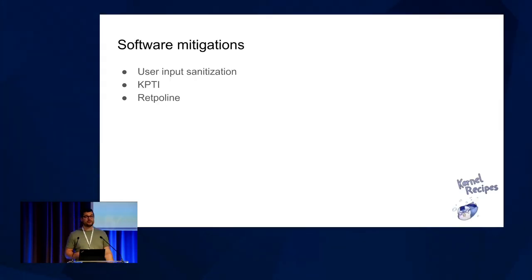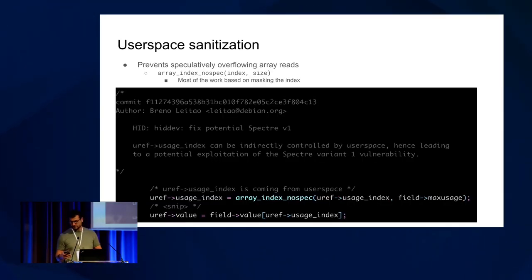Let's talk about software mitigations, or Linux mitigations. Basically three: user input sanitization, process isolation, and retpoline. So that was my first patch that I sent in 2018.